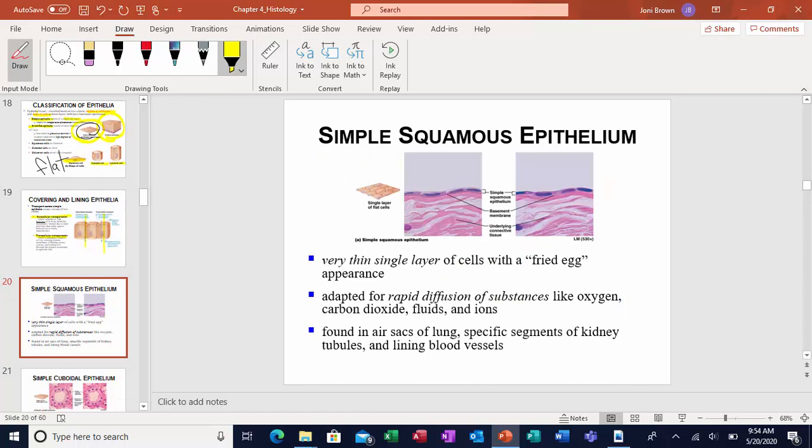Now, the first type of epithelial tissue is simple squamous. As you see, this single layer of flat squamous cells making up that tissue. It's in a sheet. It's adapted for diffusion of substances, and you find them in the air sacs of your lungs. And when you look at this picture, you're looking at just this top layer. The rest of that is the underlying connective tissue.